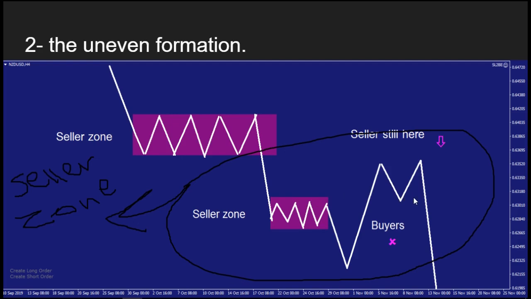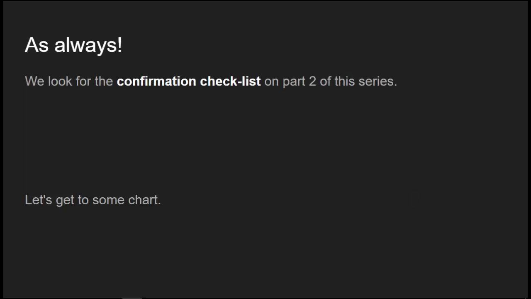We will go to the chart and look at these things. As always, I have my checklist, which is in episode 2, about how to identify fake out and breakout. This is my confirmation checklist. So now let's go to the chart to see the zones on the actual chart.